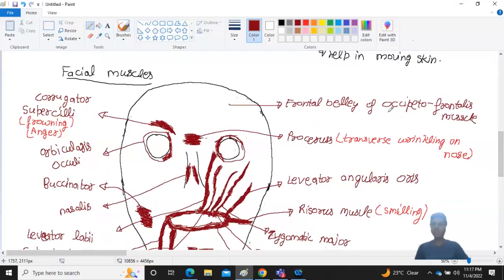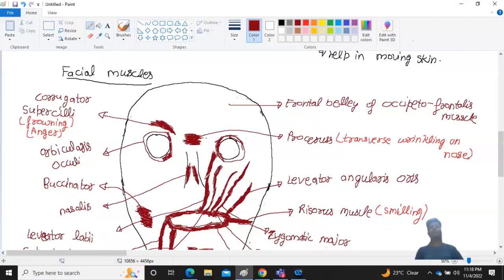So these are all the muscles of the face. First is the frontal belly of the occipitofrontalis muscle. Then for frowning, anger action, corrugator supercilii. Transverse wrinkling of nose is procerus, which is present on the glabellar region. Around the eye region there is the muscle called orbicularis oculi. Around the nose there is the muscle called nasalis. Then there are four muscles in sequence. First is levator labii superioris alaeque nasi. This muscle helps in lip, nose to the eye.